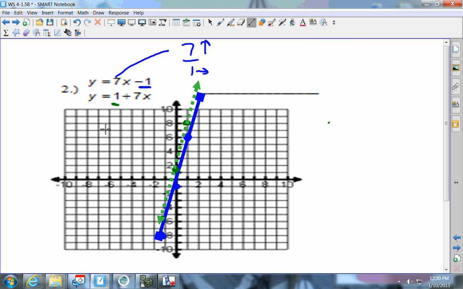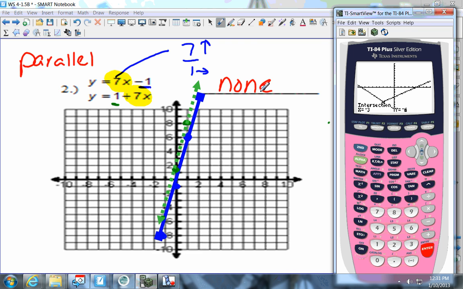But yet I'm looking at it and I'm seeing that my slopes are the same. If you have the same slopes, what are the lines? They are parallel. So it should be no solution. There should be none. But let's double check and make sure that I graphed it right. If I go to y equals, I get 7x minus 1. And then the other one is 1 plus 7x. And I press graph.